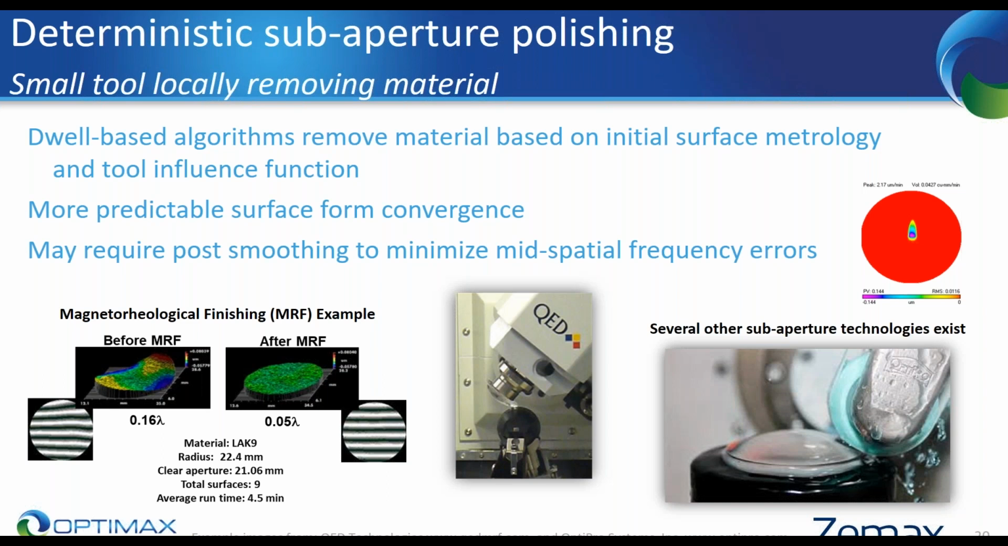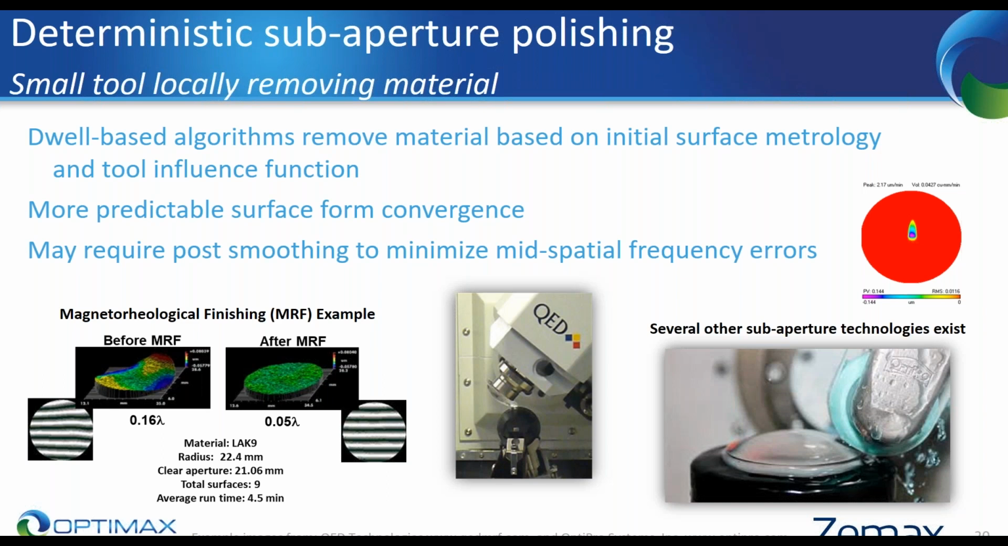One thing to keep in mind, and a topic I will mention only very briefly twice, is mid-spatial frequency errors. These are the residual pattern that's left on the surface from subaperture polishing. These may or may not be an influence on your system, but it's something to consider anytime you're using a subaperture polishing process. On the bottom left-hand side of this screen, there's an example of a MRF, or magnetorheological finishing, polishing run. On the left-hand side within that image, it's before MRF. It resembles the astigmatism, where you have the potato chip type of shape to it.